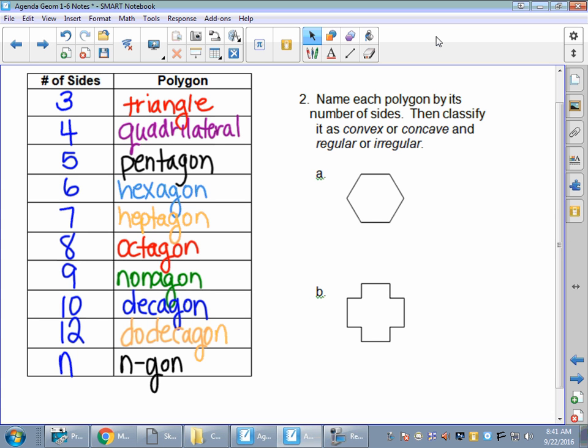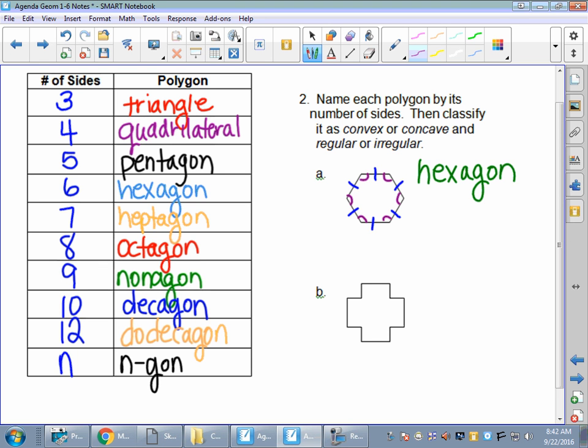So example 2 right here says to name each polygon by its number of sides, classified as concave or convex, regular or irregular. Here's the problem with this one. I really, if I was smart, would have marked this guy up. So go ahead and mark it up. Give yourself 6 congruent sides. Give yourself 6 congruent angles. Now we can answer this question. So first of all, how many sides were there? And so that makes it a hexagon, a 6-sided figure.